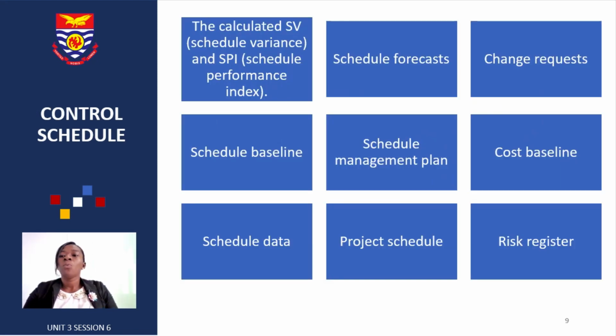And so when the project team has carefully performed this function, the following outputs can be achieved. You get a calculated schedule variance or a schedule performance index. You'll be able to get schedule forecasts into the future. You'll be able to do a change request. You'll be able to have your schedule baseline, your schedule management plan, your cost baseline, your schedule data, your project schedule, and of course your risk register. These are all outputs you'll be able to have if you've been able to do a successful control schedule.